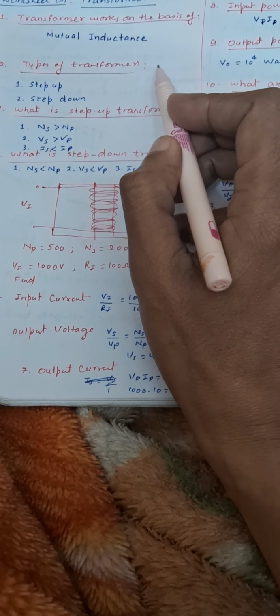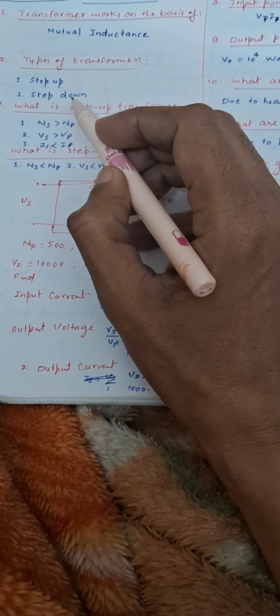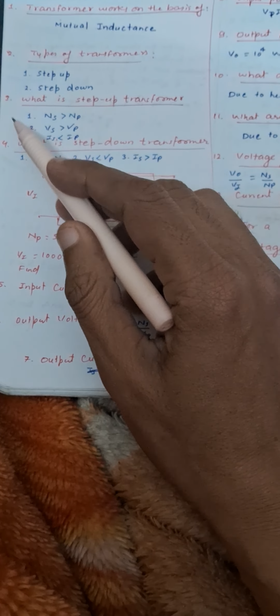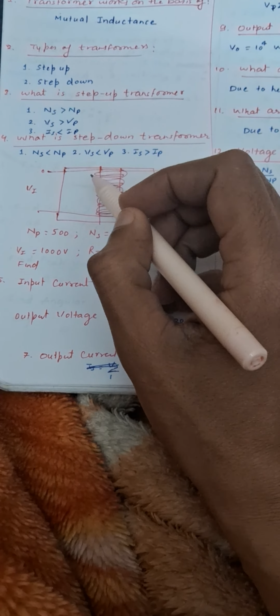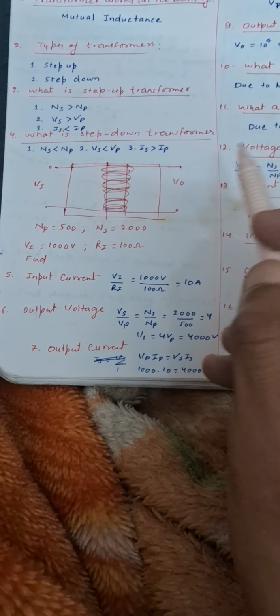Next question is types of transformer. So there are two types of transformer: step up and step down. Third is, what is a step-up transformer? So in a step-up transformer, number of secondary turns is greater than number of primary turns. Voltage across secondary is greater than voltage across primary. And current in secondary is less than current in primary.